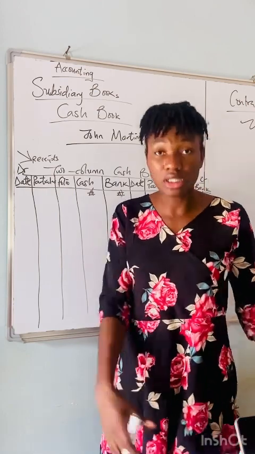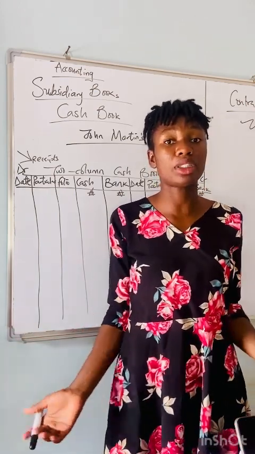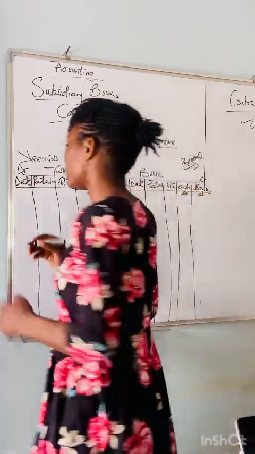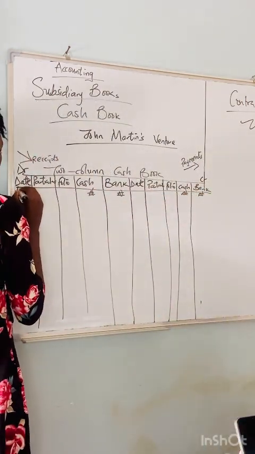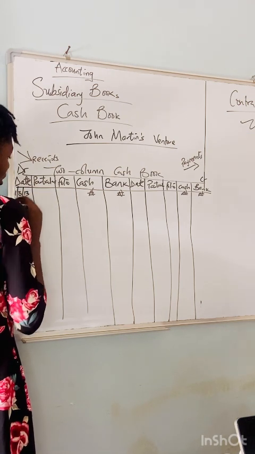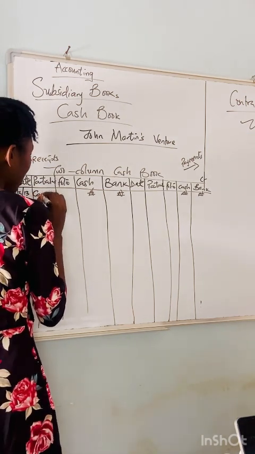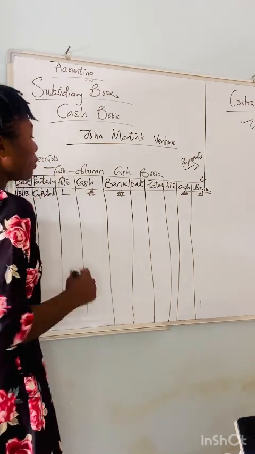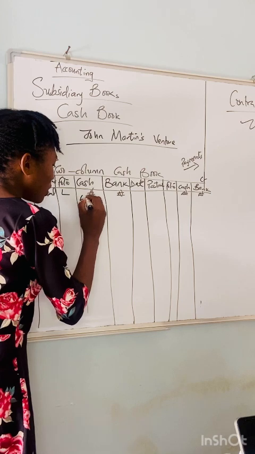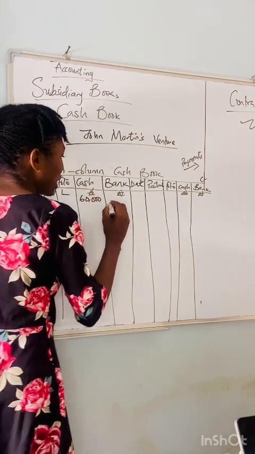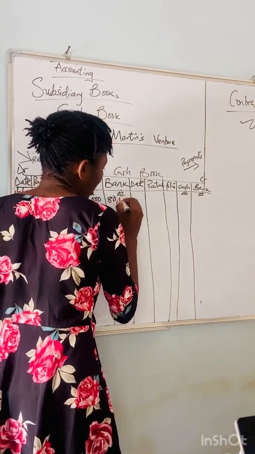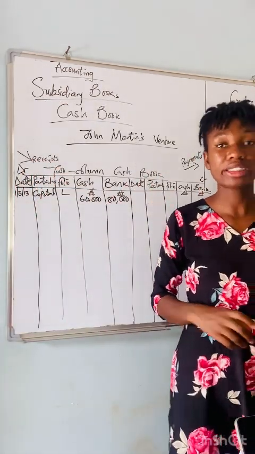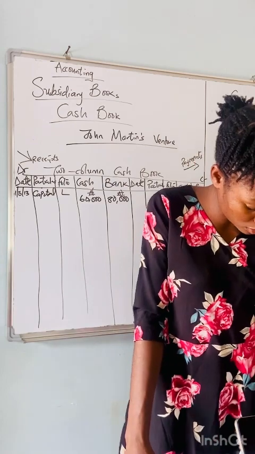So we are commencing business, and the particular there is capital, right? So on the 1st of May 2013, debit side, money is coming into this business. All right, our particular here is capital. We'll be finding this in our ledger, okay? The cash was 60,000 naira, and the amount in our bank was 80,000 naira. So we are separating our money into two, all right? The money in hand and the money that was in the bank.